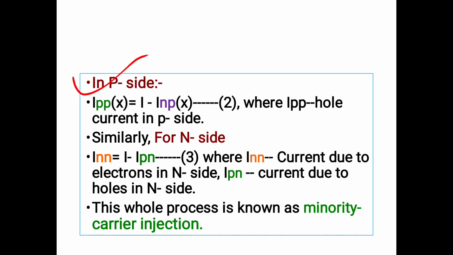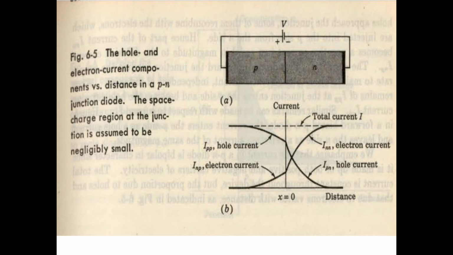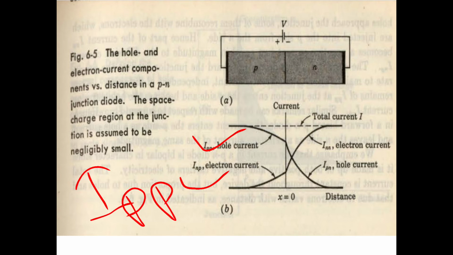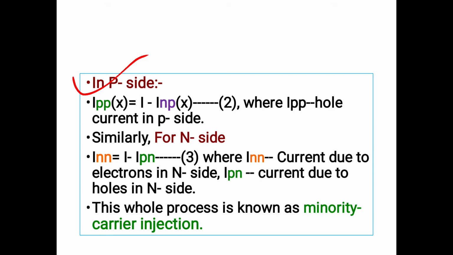In the P side, if you see this figure, there are two components of current, one is hole current and another is electron current. So the total current in this case will be equal to the sum of IPP, that is the hole current, plus INP, that is the electron current. So the equation for IPP, the hole current in the P side, will be I minus INP of X.